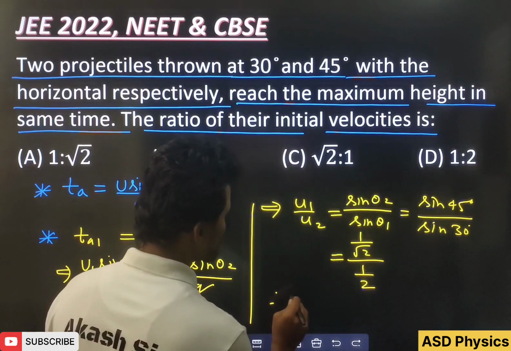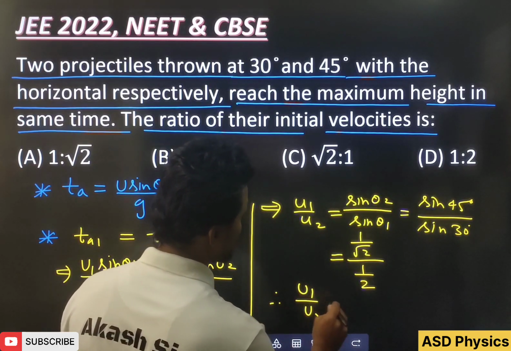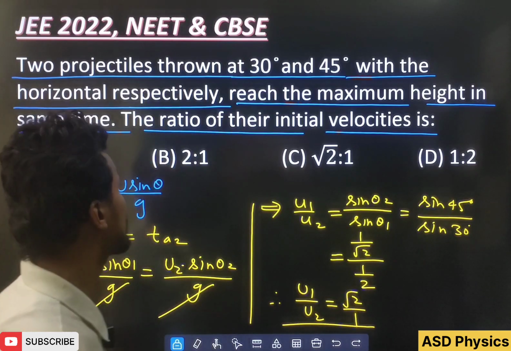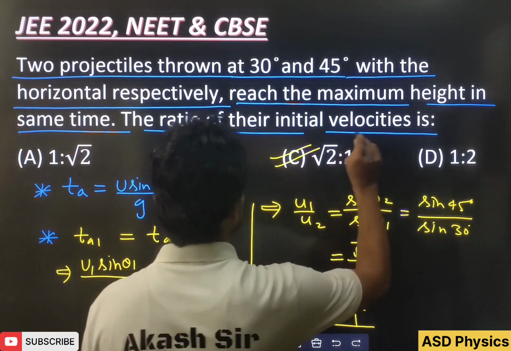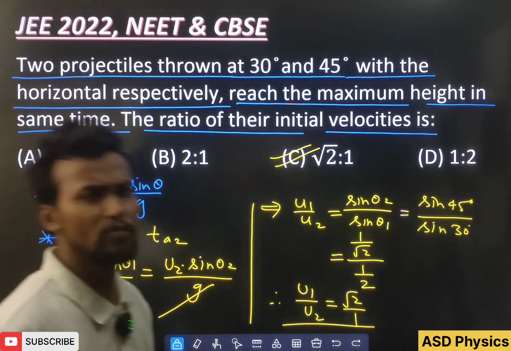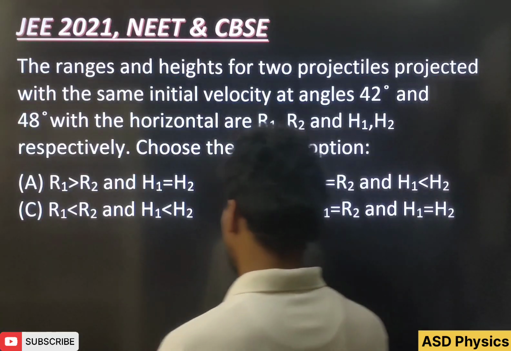Okay, so when you simplify, this u1 by u2 will come here, this 2 will go up, so root 2 by 1 will come here. Root 2 by 1, where is the option? The correct option is here, option C is the answer. In this question they told you the time of ascent is the same here. Okay, next one, let's see here.